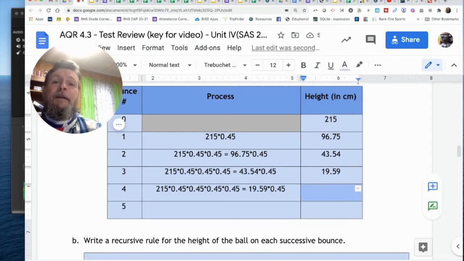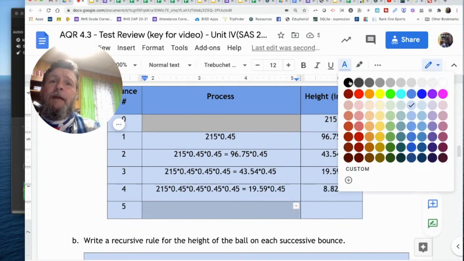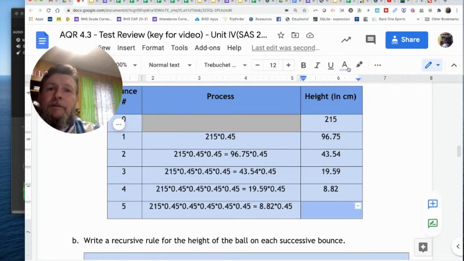And that gives us an answer of 8.82. Fifth bounce, we're going to multiply that common product or common factor or constant of proportionality, which is 0.45, 5 times. And that gives us an answer of 3.97. So there's your chart all filled out.